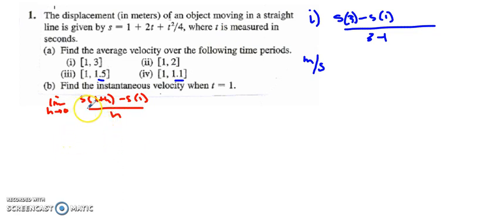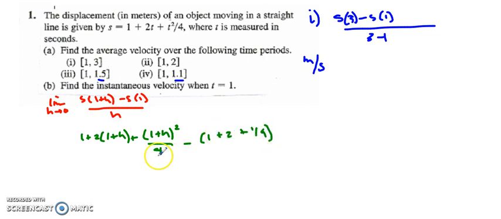So I'm going to go ahead and take s of 1 plus h, which will give me 1 plus 2 times 1 plus h plus 1 plus h quantity squared over 4, minus s of 1, which I get to be 1 plus 2 plus 1/4. And this is all going to be divided by h, and this limit will carry down there.